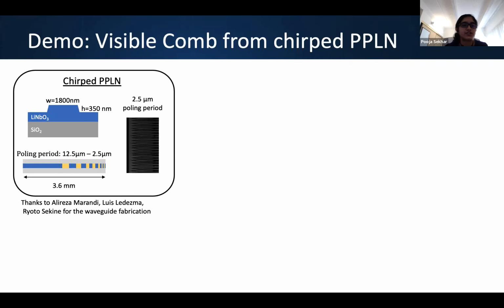This shows the design of our chirped periodically poled lithium niobate. The waveguide was designed by Sung Han, a postdoc in our group, and was fabricated by our collaborators at Caltech and JPL. This shows the cross-section of our waveguide, where the lithium niobate is deposited on a silica substrate and is air-clad on top. The top view shows that the initial part of the waveguide is unpoled for initial spectral broadening, and then the poled region where the period ranges from 12.5 microns to 2.5 microns. On the side, we can see the microscope image of the 2.5 micron poling period present in this waveguide.